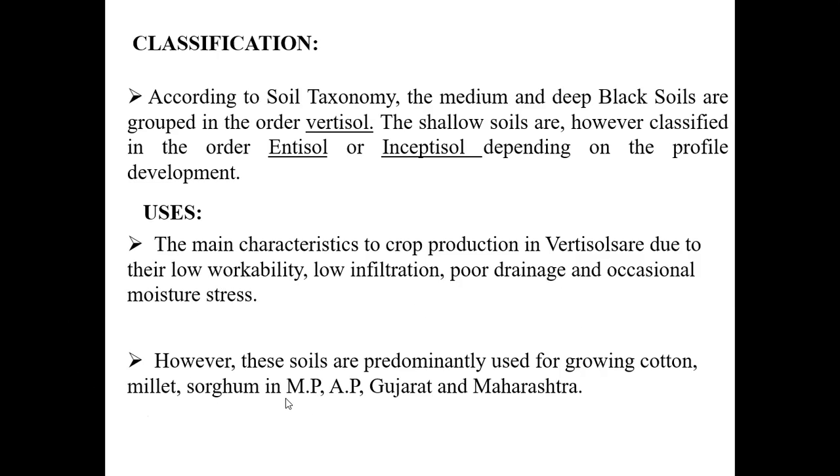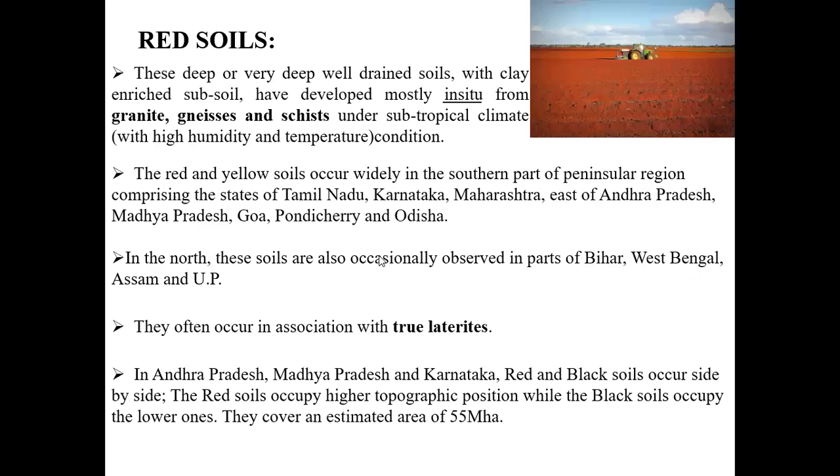Mostly in Madhya Pradesh, Andhra Pradesh, Gujarat and Maharashtra, you can see this type of condition: cotton, millet, sorghum. You can see all these types of growing conditions in these black cotton soils. Another one is called red soils.